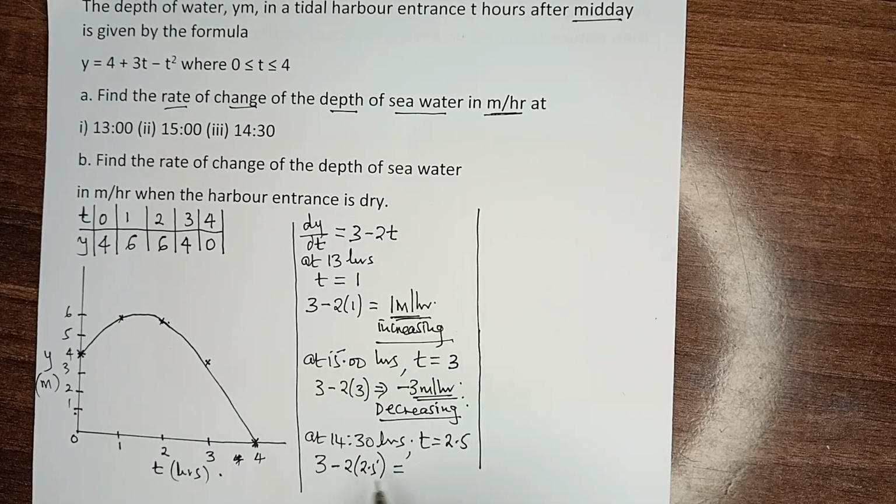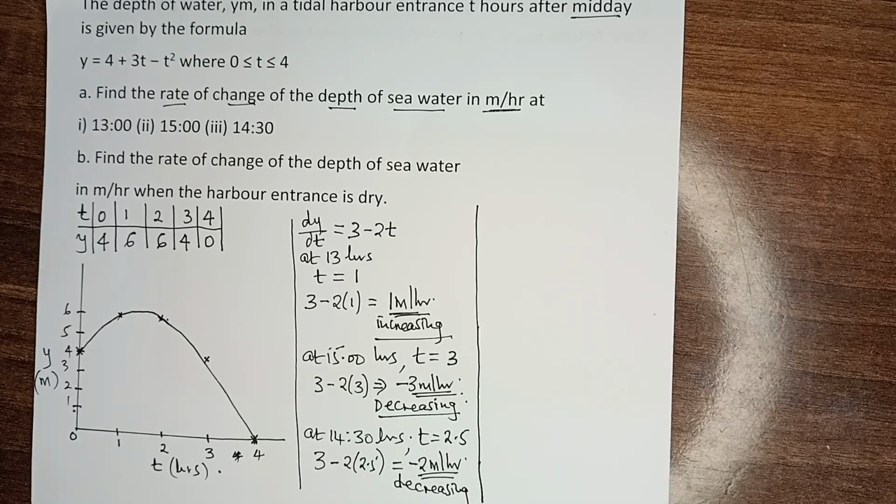This is 3 minus 5. And we are getting 3 minus 5 is minus 2 meters per hour. Again, decreasing. You can see the depth of the water in the harbor is decreasing.